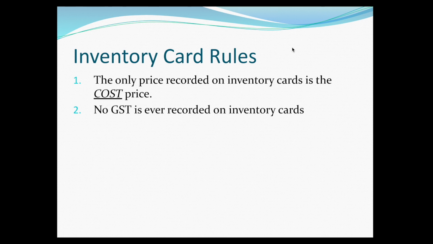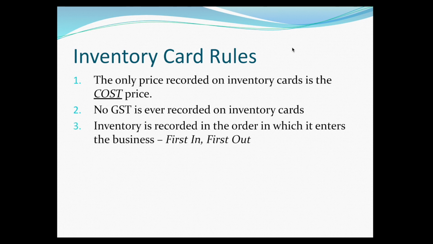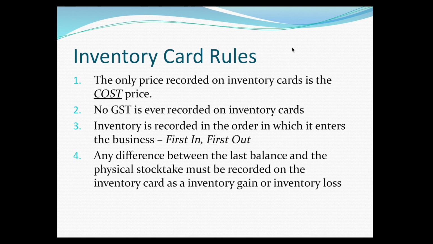All right. Now the third rule is inventory is recorded in the order in which it enters the business. So first in, first out. In our learning intention, we briefly talked about first in, first out, known as FIFO, and identified cost. So we're going to be recording our inventory in an inventory card using identified cost and FIFO. These are two critical techniques that businesses use on a day-to-day basis. And then the final one is any difference between the last balance and the physical stock take must be recorded on the inventory card as an inventory gain or inventory loss.